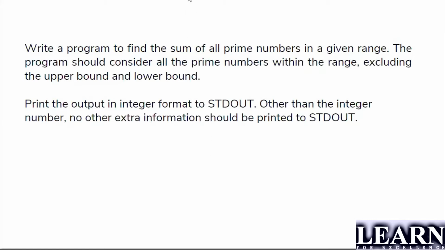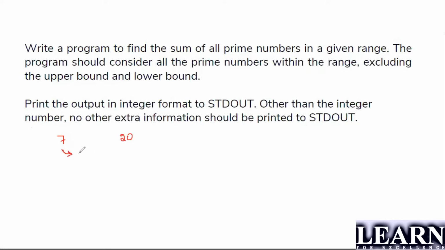So what is it here? First, you have to find out the prime numbers within that range. Let us assume an example, say 7 and 20. We know that 7 is a prime number, but we should not consider this, right? Excluding the lower bound and the upper bound.